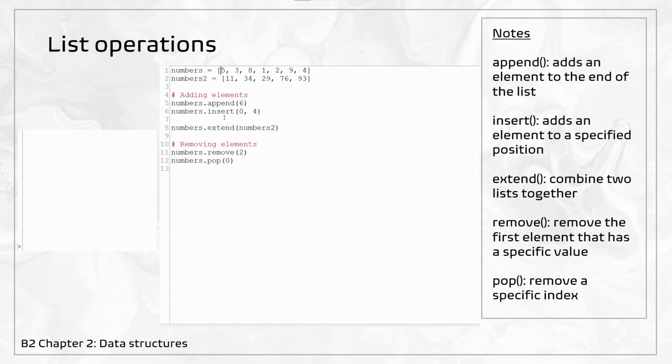And extend allows you to attach a list to an end of another list. So this numbers 2 list would just be appended right at the back of numbers. So it would go 2, 9, 4, 11, 34, 29, 76, 93. To remove elements, we can use either remove or pop. Remove is to remove the first instance of a specified value from the list, and pop is to remove a specific index from the list. So here, this line would remove this 2, and this line would remove this 5.